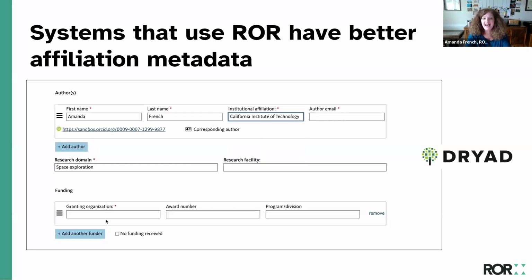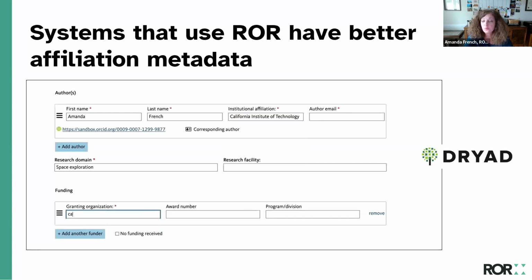And Dryad uses ROR behind the scenes to power organization lookups. Sometimes these are called type aheads. You can call them just lookups, suggestions, anything like that, in the form that researchers use when they're depositing a data set to Dryad. This means that a researcher can type the alternate name Caltech and then choose the ROR record for the California Institute of Technology as their affiliation.